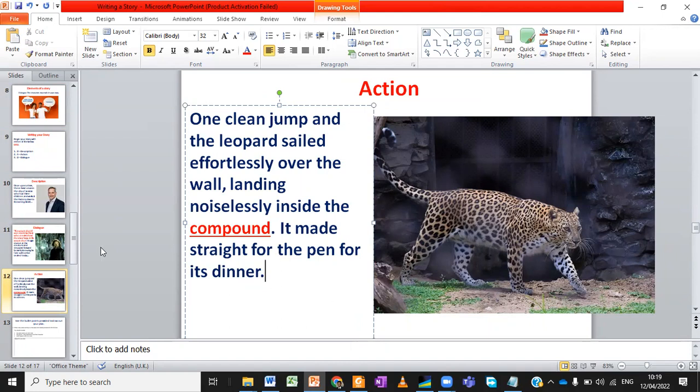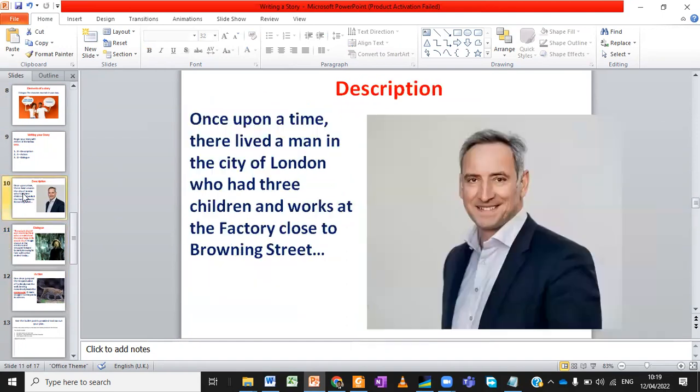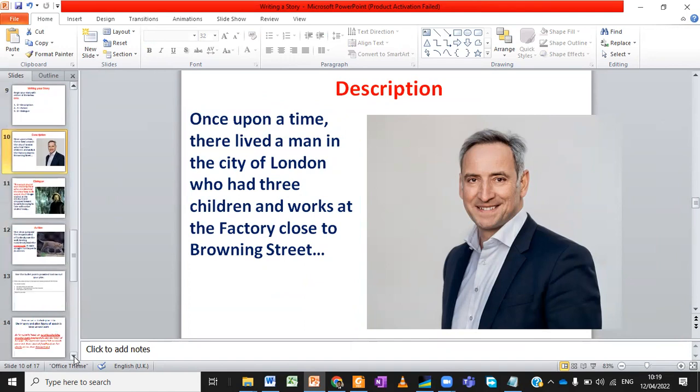So if you begin your story with action, it's beautiful. If you begin it with dialogue, fine. If you begin with the description, no problem. Just use one of them.